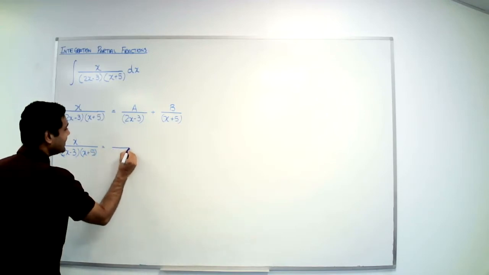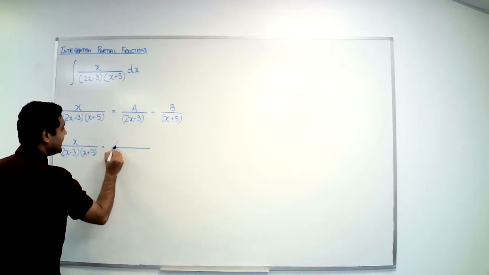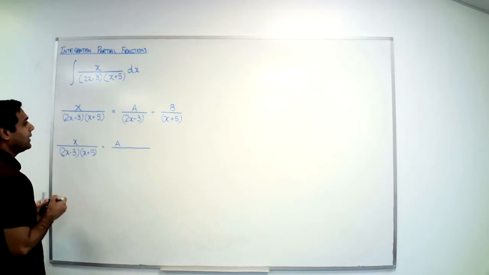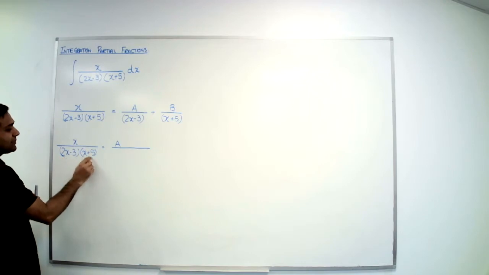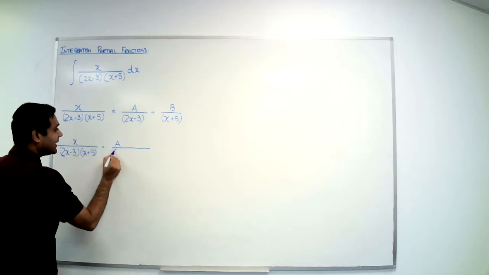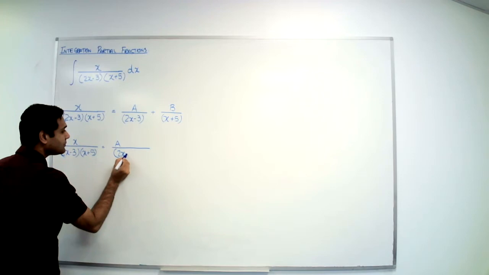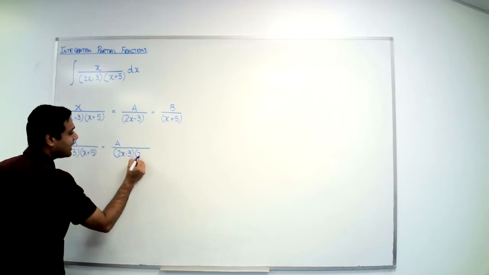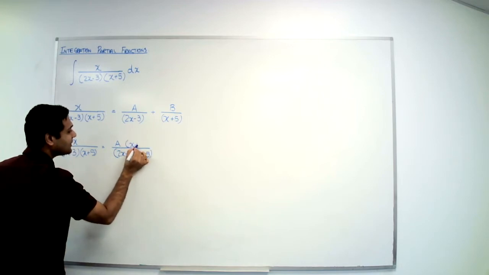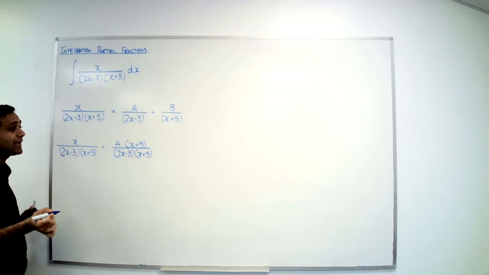Okay, the second denominator, there's an a there, but I want to make it the same as that one, 2x minus 3 times x plus 5. 2x minus 3 is already here, and the thing that's missing is x plus 5. So I would write x plus 5 here, and I will put the x plus 5 here. So I multiply and divide with the x plus 5.